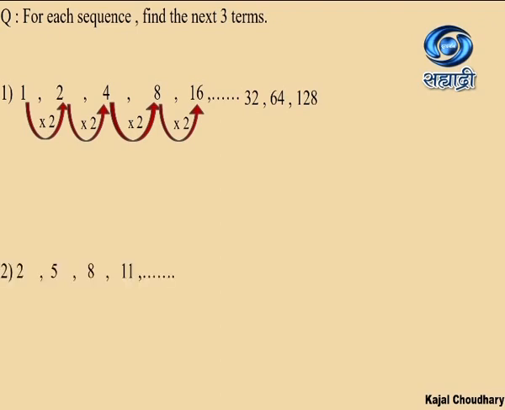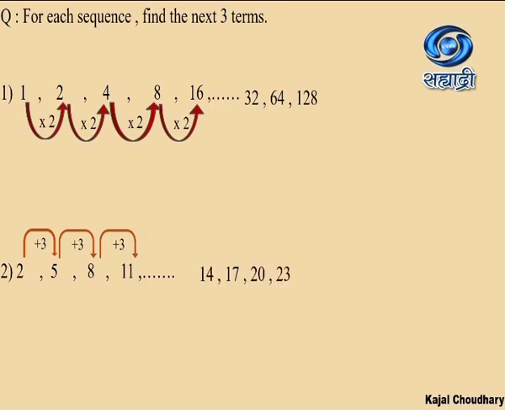Now the second sequence, if you observe, is 2, 5, 8, 11. Every sequence has a different pattern and we have to notice that pattern first. Now 2 and 5 is plus 3. So 2 plus 3 is 5. 5 plus 3 is 8. 8 plus 3 is 11. So what will be the next three terms?